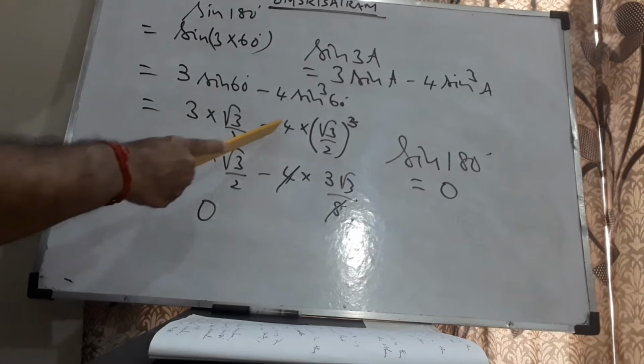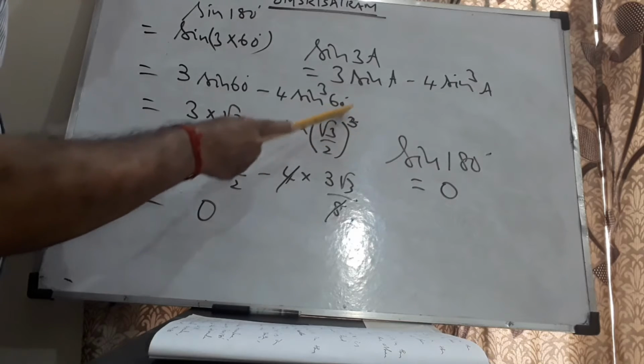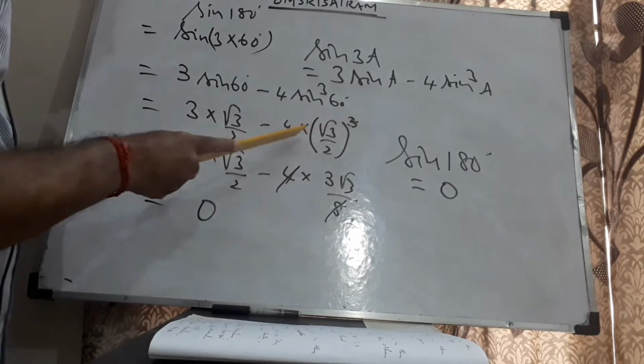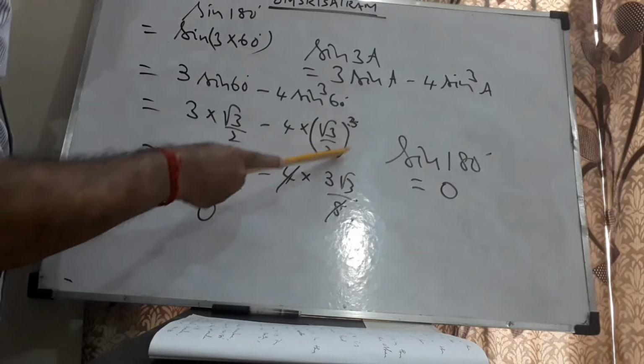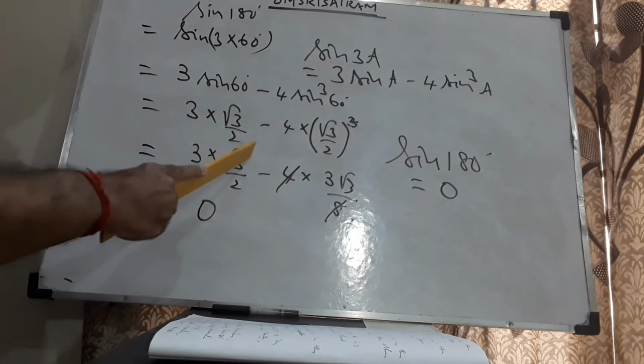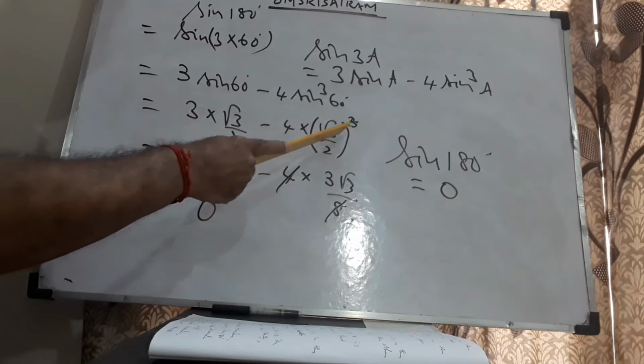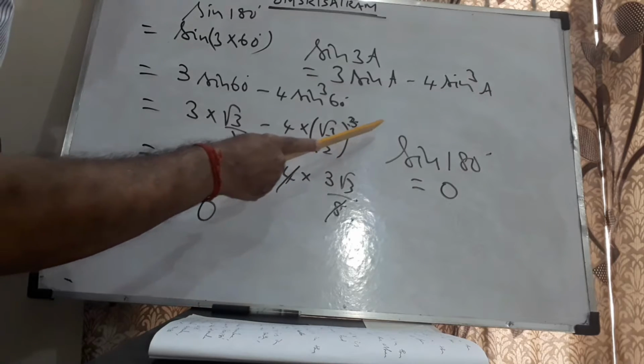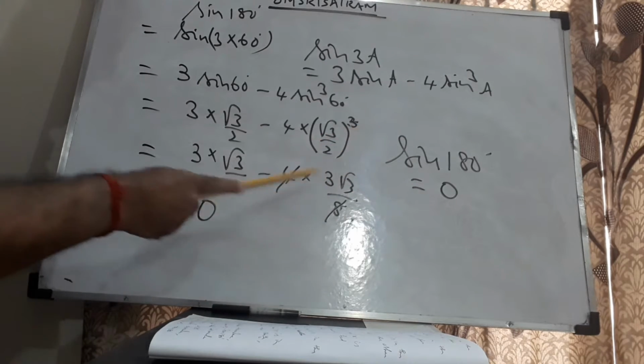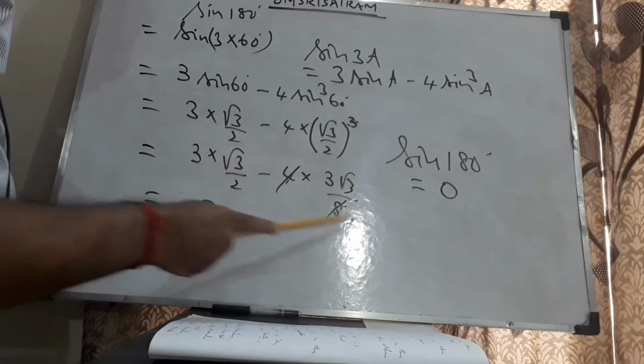3 into root 3 by 2 minus 4 into, by mistake I wrote it as square here, sorry, it is cube. Earlier I wrote it as square. 4 into root 3 by 2, the whole cube. 3 into root 3 by 2 minus 4 into root 3 into root 3 is 3, therefore into root 3 becomes 3 root 3. 2 cube is 8. 3 root 3 by 2 minus 3 root 3 by 2 is 0.